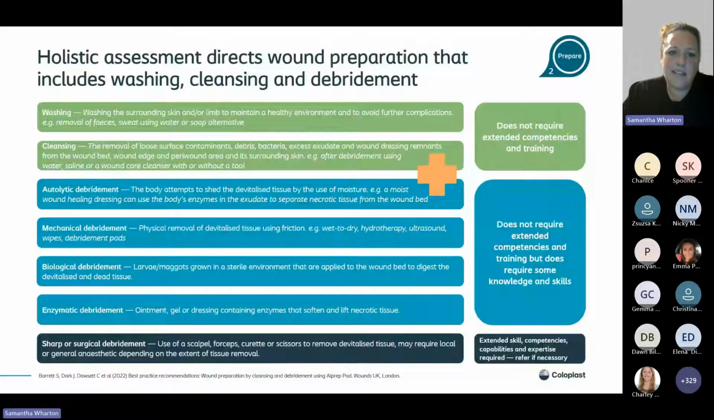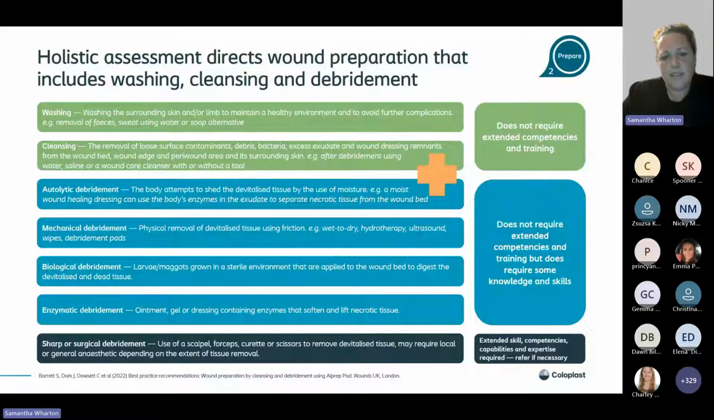You've also got cleansing, so again, just removing any debris, bacteria, excess exudate. And then we move on to that autolytic debridement. This is where you're choosing the most appropriate dressing to allow for that moist wound healing, by allowing the body to break down that necrotic, devitalized tissue and remove it from the wound bed. Then we have mechanical debridement, so that's that physical removal of devitalized tissue using friction.